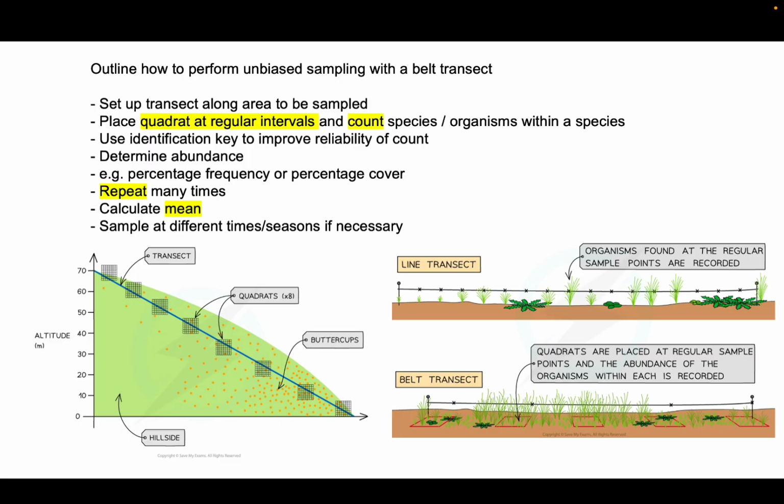In the bottom left, they've got an example of a hillside where you can clearly see, for example, flowers have much higher density at the bottom compared to the top, maybe, and you've got a belt transect, and you're sampling along the belt transect down the hillside.